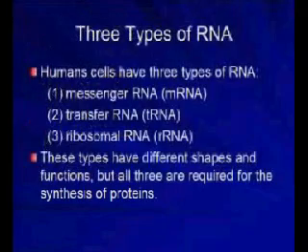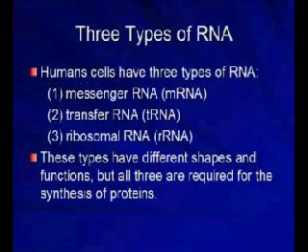Three types of RNA exist. Human cells have three types of RNA. These include 1. Messenger RNA, 2. Transfer RNA, and 3. Ribosomal RNA. These types have different shapes and functions, but all three are required for the synthesis of proteins.